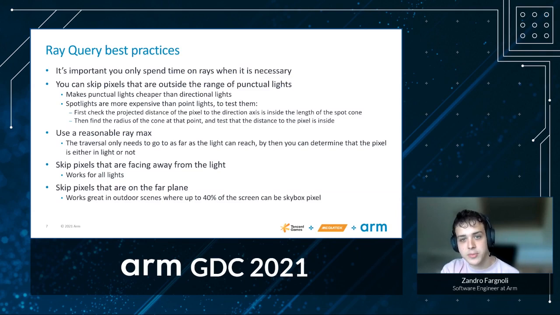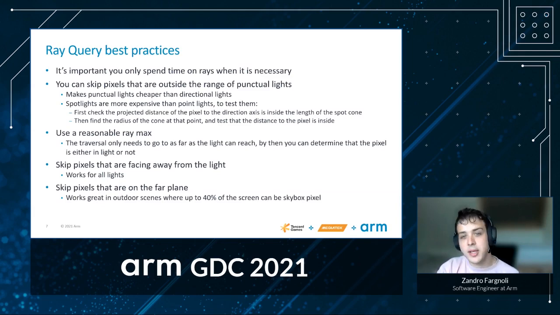By finding the distance between the light position and the pixel position, you can compare this with the light's range to see if it's within its boundaries. If it is not, you can skip the ray query altogether. This makes point and spotlights efficient. Another tip to go with the first is to make sure that you set your ray max to the distance that you've just calculated to avoid the ray needing to be traced across the entire scene.